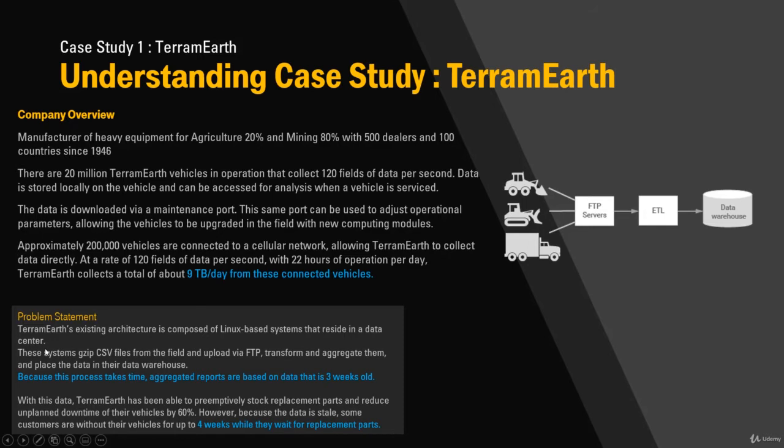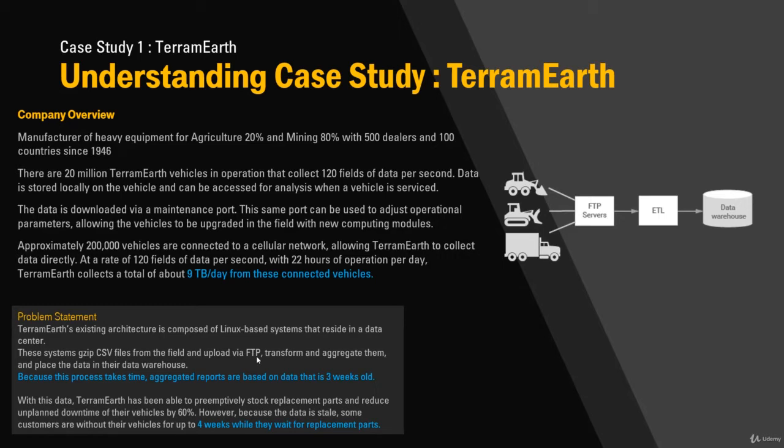Problem statement: this is again given by the company. TerramEarth's existing architecture is composed of Linux-based systems that reside in the data center. These systems gzip CSV files from the field and upload them via FTP. Then they transform and aggregate them and place the data in their data warehouse. So it takes the data in CSV format as a zip, and then FTPs it to the servers. Those are Linux-based servers, and then there is an ETL machine which runs and takes the data and puts that into the data warehouse.